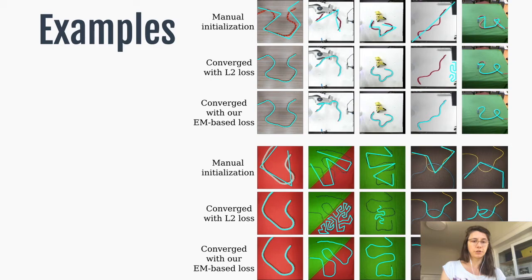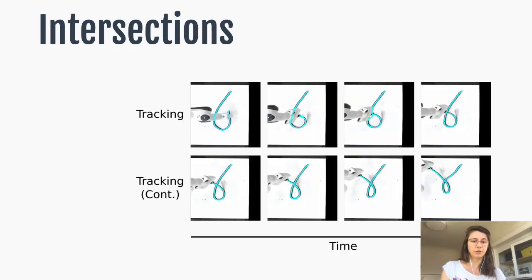And then further down, you have even more complex situations where you have either a visually split background, very different colors, or not so high contrast, or even multiple ropes, and you see our system can actually estimate this quite robustly. And also our system can deal with intersections because it's actually tracking the state over time.